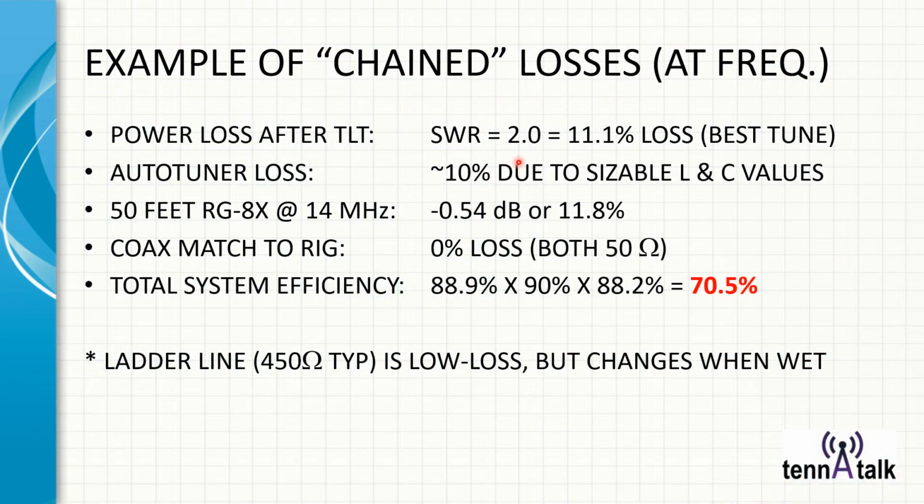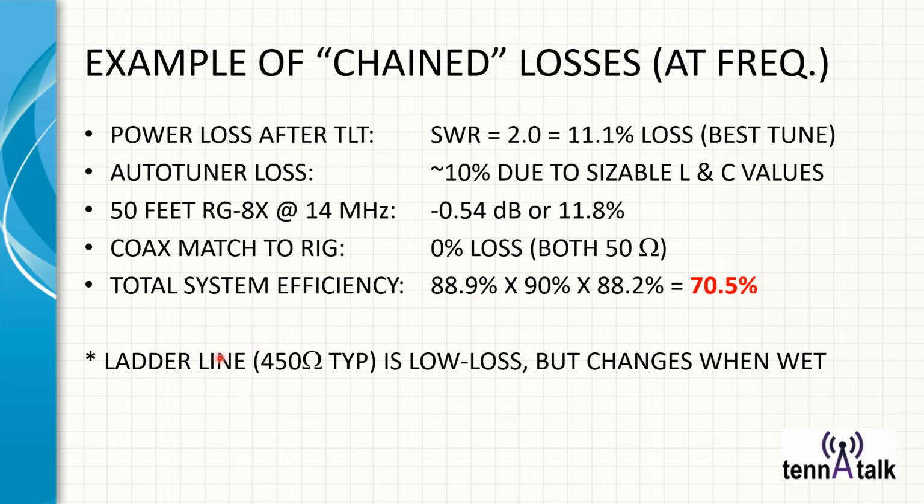Here's an example of chain losses at frequency. After the transmission line transformer, you might have a loss at SWR of 2, which is about 11% at your best tuning. With an auto tuner in the system, you might get another 10%. 50 feet of RG8X is another half a dB, another 11.8%. Coax to match the rig. Let's assume we have a perfect match here. So you get 88 or 89% times 90% times 88.2% is 70.5%. You've lost a third of your power.